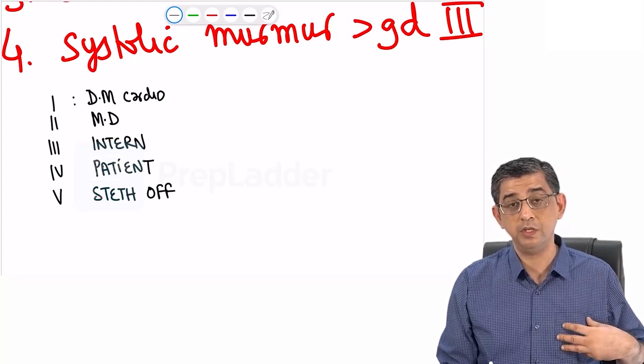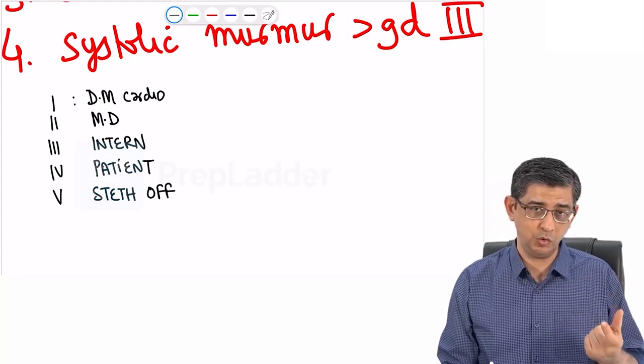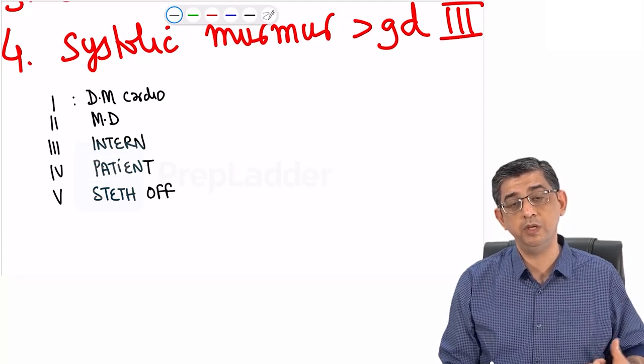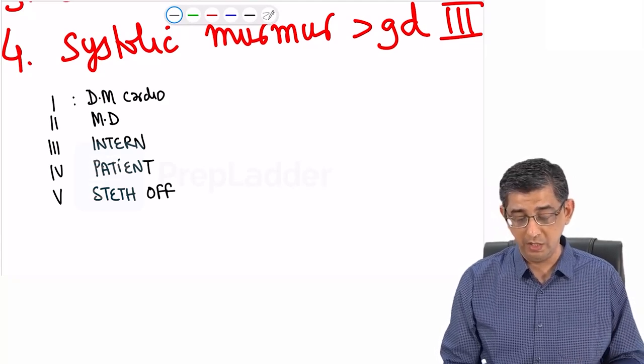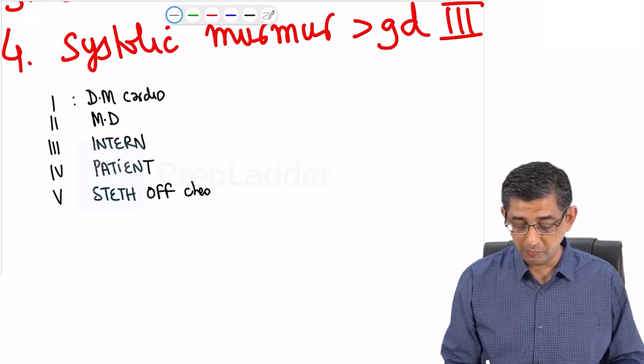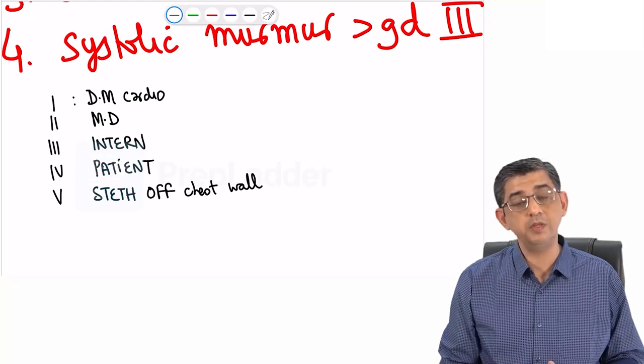The sound is coming from the chest of this guy that even if you keep the stethoscope diaphragm 1 centimeter away from the chest wall, even then the sound will be conducted. So stethoscope off the chest wall would be one of, I would say, very loud murmurs.